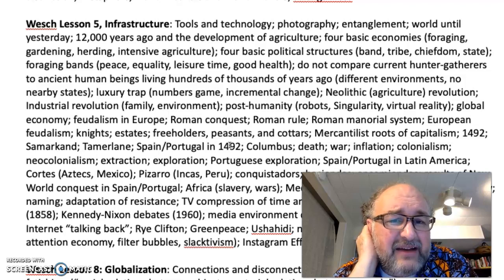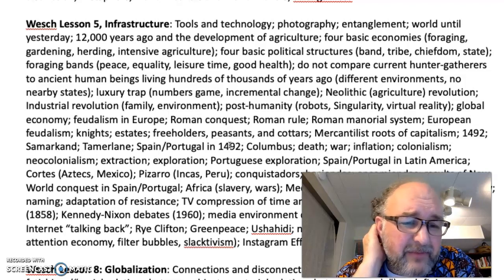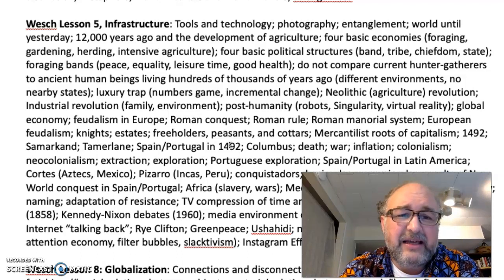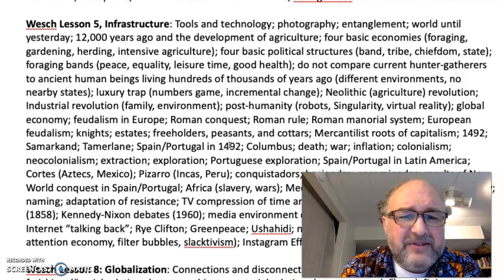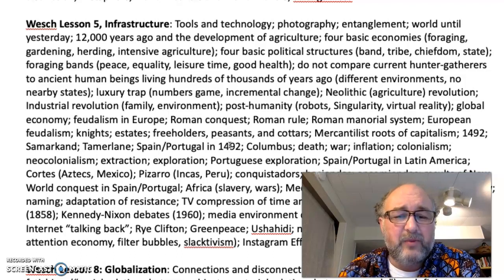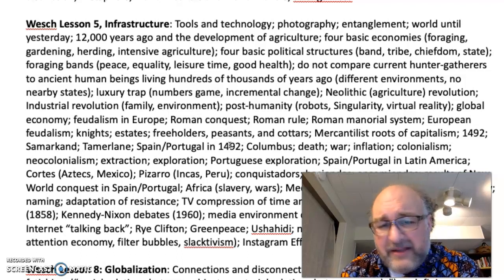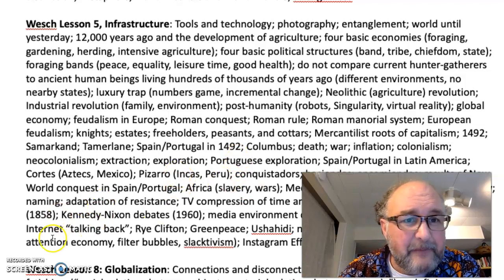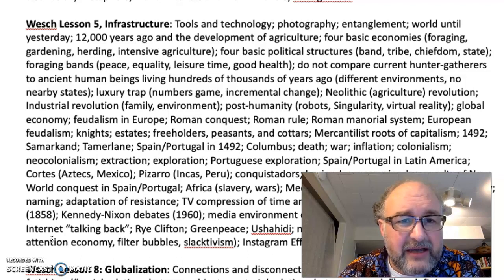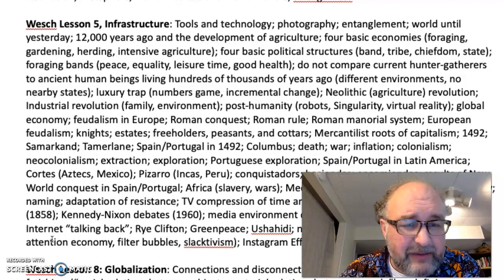So today, hunter-gatherers are all pretty much voluntary people who are living apart from the state because they don't like it. And that adaptation of resistance is different than what was the case 100,000 years ago, where that's how everyone lived. There were no options, and that's just the normal way to live. Okay, I'm going to stop here with do not compare hunter-gatherers to ancient human beings, okay? We'll come back for the luxury trap.